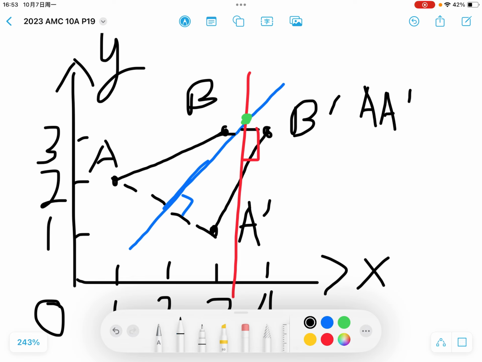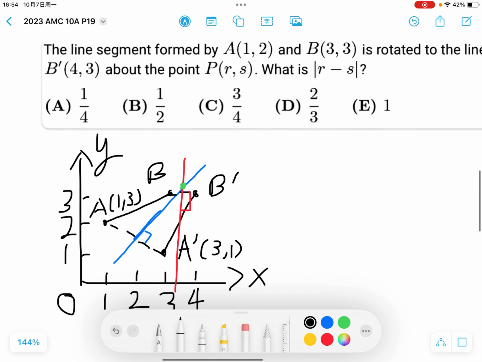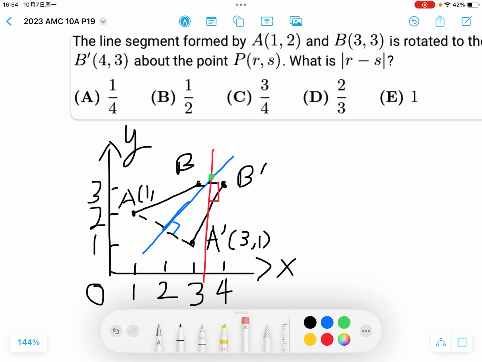So the slope of AA prime is, well, so A is 1, 3, and A prime is 3, 3. Wait, no, A prime is 3, 1. So A is 1, 2.